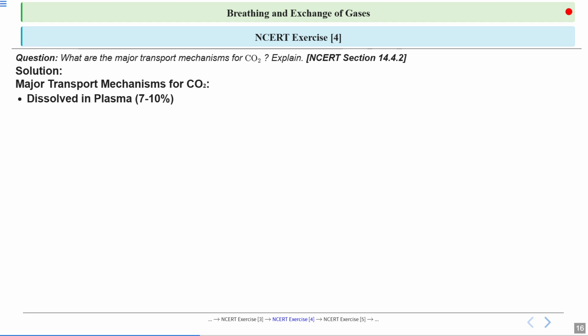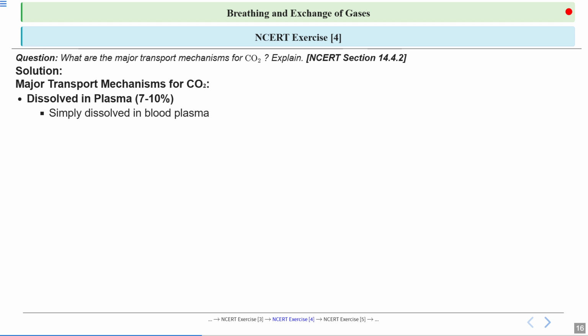Now that carbon dioxide, when it reaches the blood, how is it transported? The first thing, some carbon dioxide gets dissolved in the plasma. It is 7 to 10%. Simply dissolved in blood plasma. So here we see that it is simply dissolved in blood plasma, right?